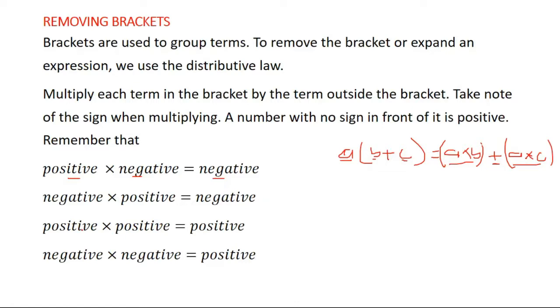If you multiply a positive by a positive, you are going to get a positive. So if you have 2 multiplying 2, you are going to get 4. So positive 2 times positive 2 will give us positive 4. But if you have a negative multiplying a negative, you are going to get a positive. So if you have negative 2 multiplying negative 2, you are going to get positive 4. Now let's take examples and learn more about how to do this.